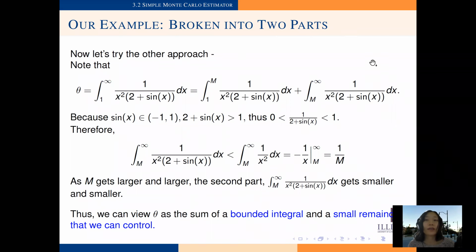In other words, we can view theta as the sum of a bounded integral between 1 and m and a small remainder that we can control. So in this case, we can control it under 1 over m.